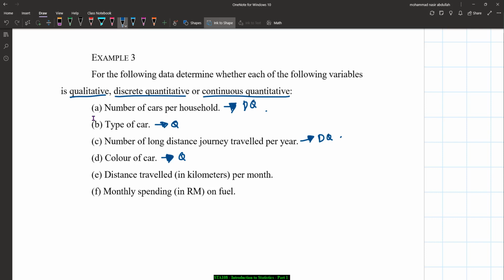Distance travelled in kilometers per month. So berapa kilometer you travel per month? So orang akan sebut macam mana kalau ditanya? Yes, sometimes it can be continuous quantitative, but it depends on the situation. You tanya macam mana. Selalu kalau kita tanya berapa kilometer you travel sebulan, right? Orang tak akan respon, oh I travel 152.5 kilometers. Tak ada. Orang dia akan sebut dalam bentuk whole number kan. Oh 200 kilometers selalunya 250 kilometers. Kita tak sebut exactly. Betul? So then it should be discrete quantitative lah.